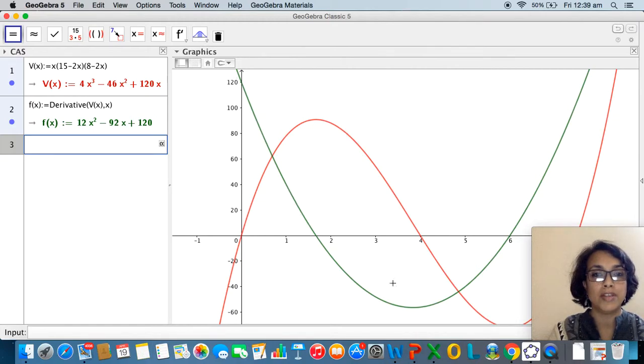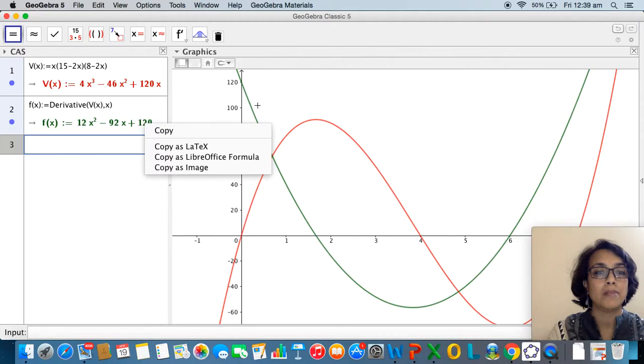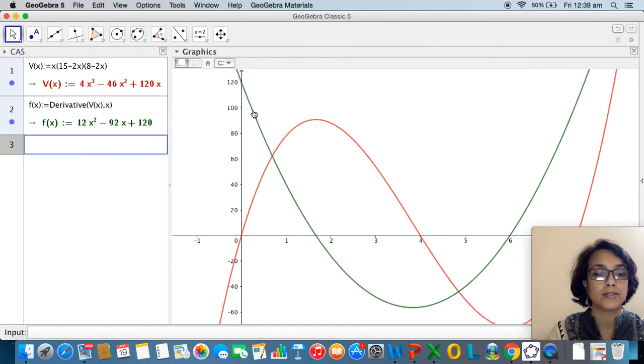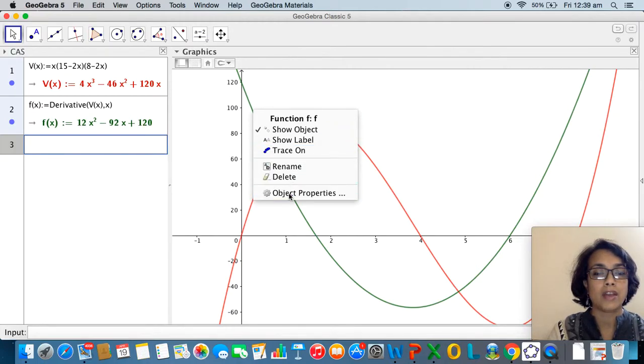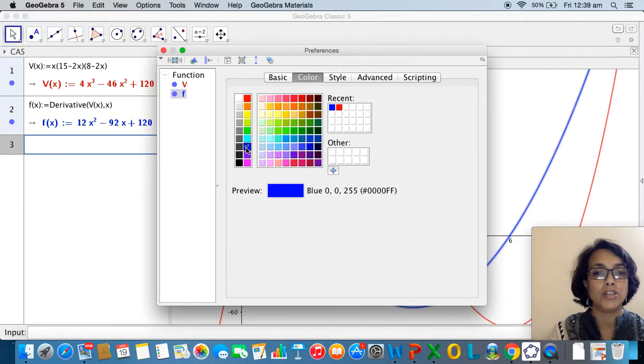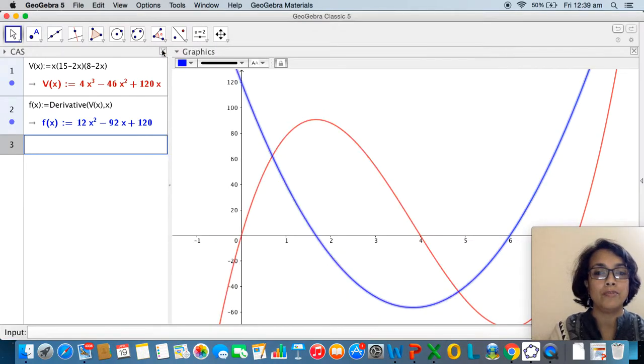derivative, which is this green function. Once again, I can do a color coding by right clicking on this graph and going to object properties and changing it into a blue graph, a bright blue color.